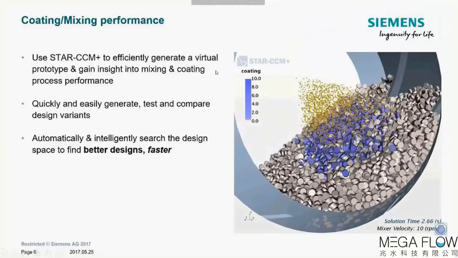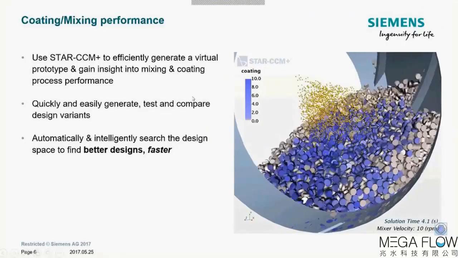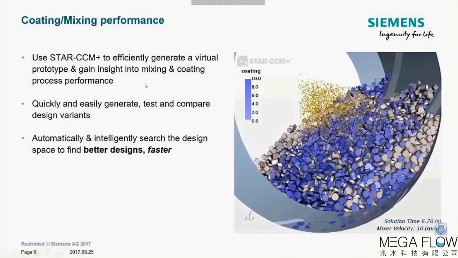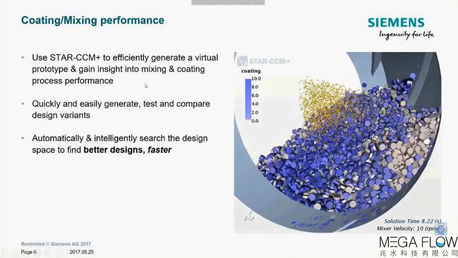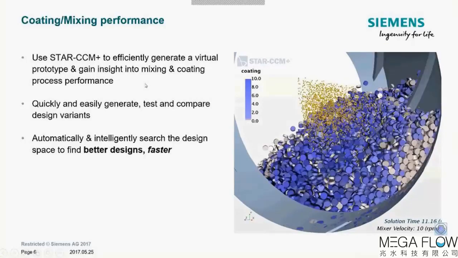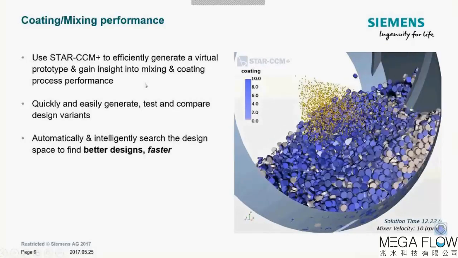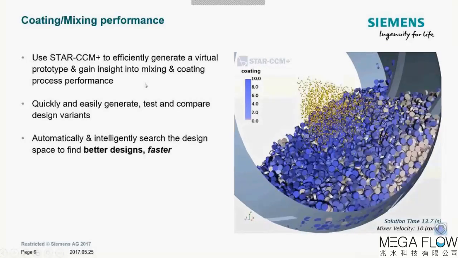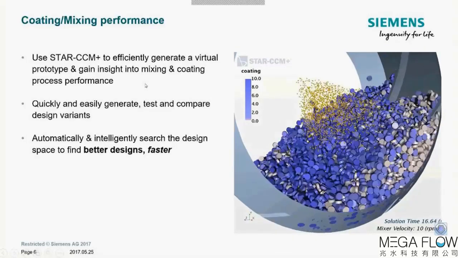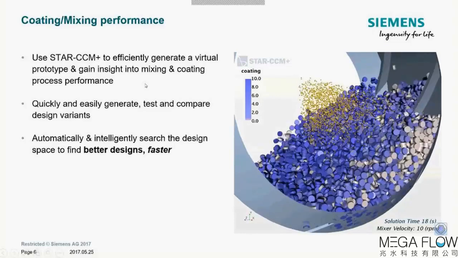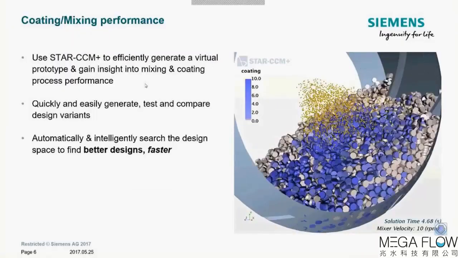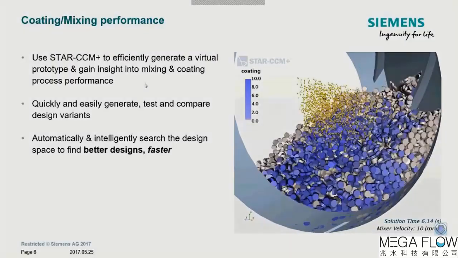So I'm going to go through the next 20 minutes, the settings of the simple demo, starting from the simple geometry. I will go through setting the physics and running the simulation of coating the tablets. And I'll show how to use CCM Plus to efficiently generate a virtual prototype and get insight into mixing and coating performance, how to quickly and easily generate, test, and compare design variants, and automatically and intelligently search the design space to find better design faster.